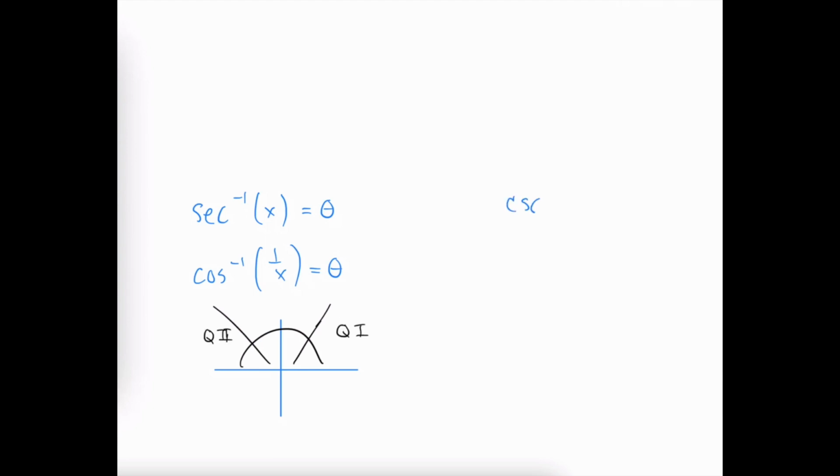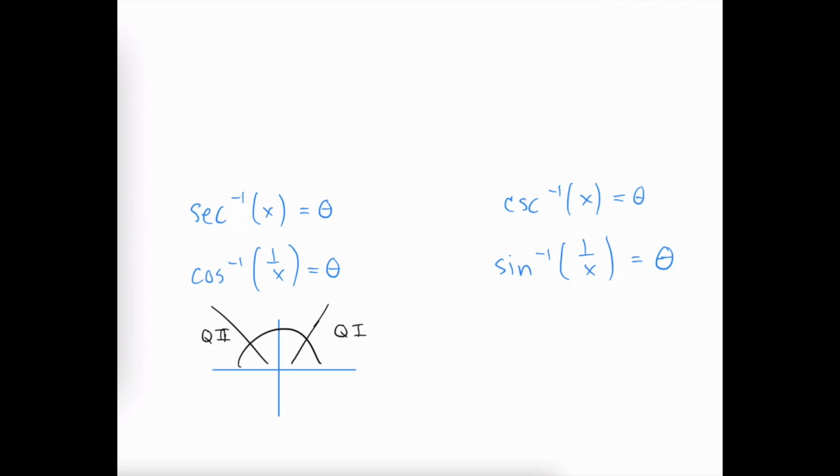We can use inverse sine on the calculator to help us calculate the inverse cosecant. So the inverse sine of the reciprocal of that ratio is going to give us the same angle as inverse cosecant. And that works out because both sine and cosecant also have the same range restriction, quadrant 1 or quadrant 4.